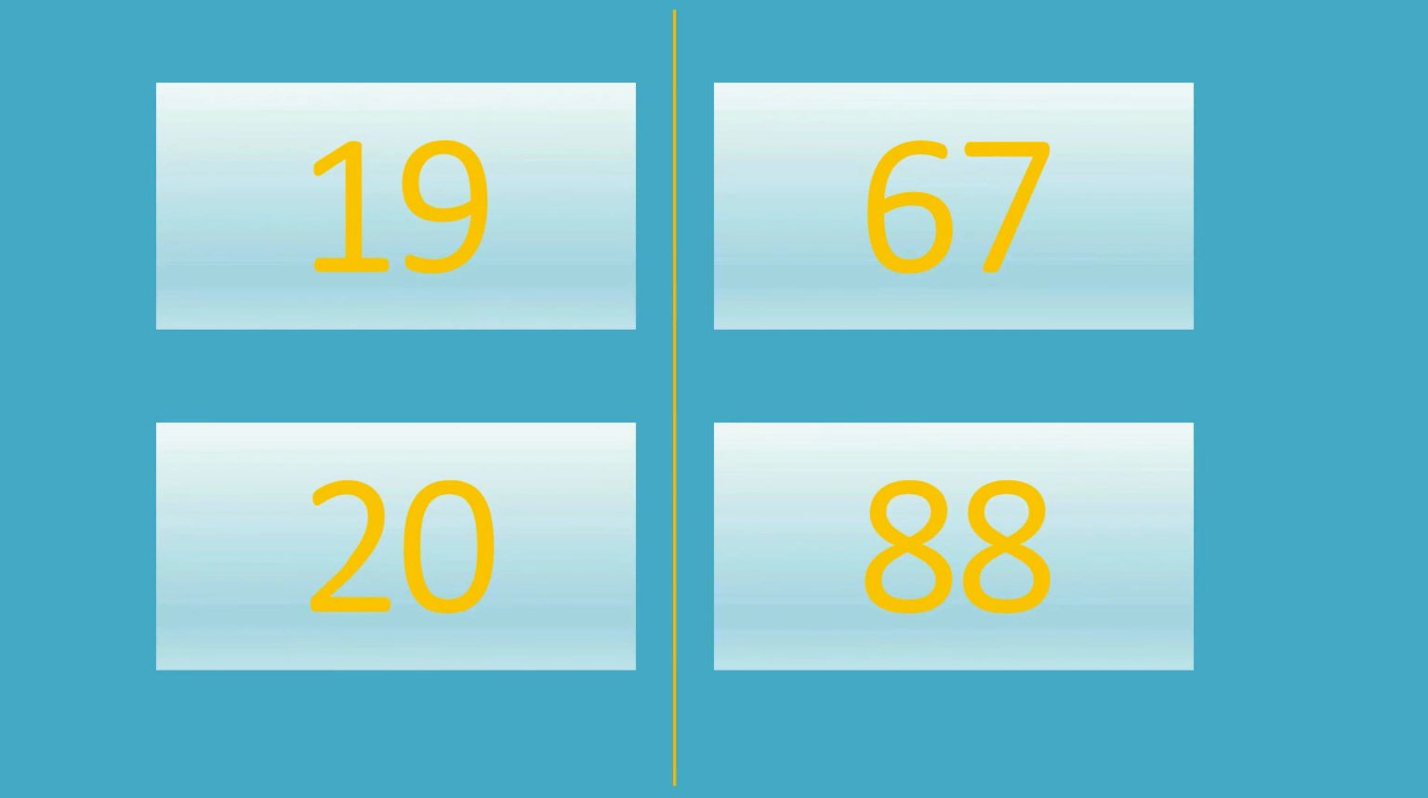So, 19 is Jukyu. Okay? Yung 67 naman is 67. Okay? 20 is 20. Okay? 88 is 88. Okay?